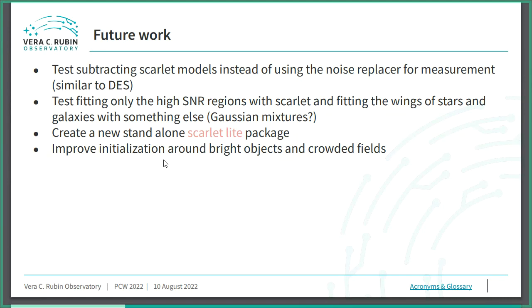So I'm not sure I fully understood. So of course we have over 800 visits and 6 bands with angle dithering. So is Scarlet Light operating on some sort of coadd in each of the bands? Oh yeah, I'm sorry if I didn't make that clear. Yeah, it's only operating on the coadds.